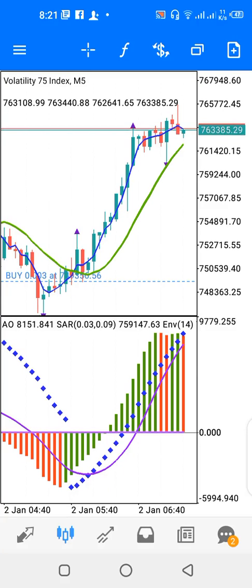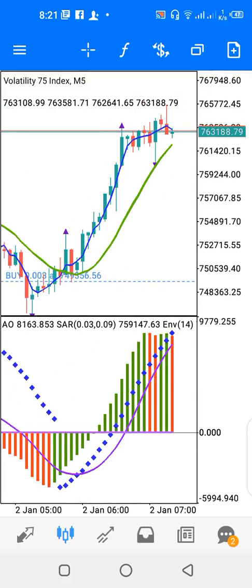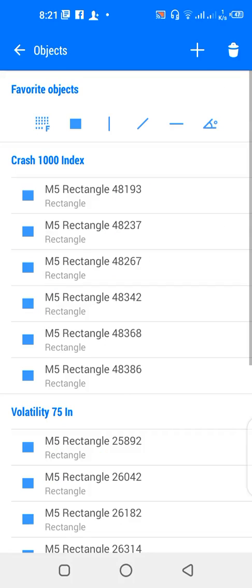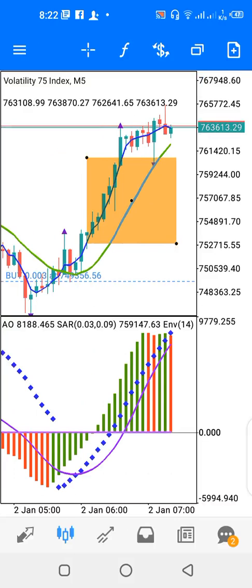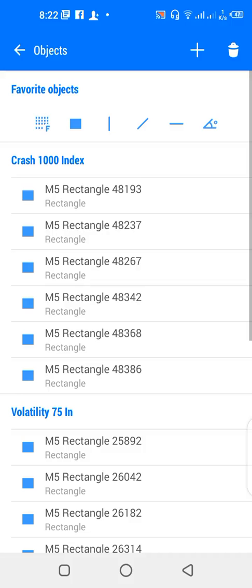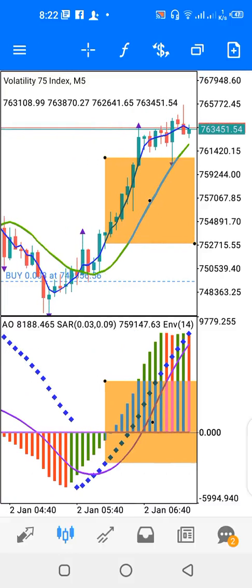Today we'll be looking at a strategy you can use to trade volatility 75 index on the 5 minutes time frame. I have V75 5 minutes time frame on my screen, and the screen is divided into two. This is my main window, and this is indicator window one. Now I have some indicators on the screen.